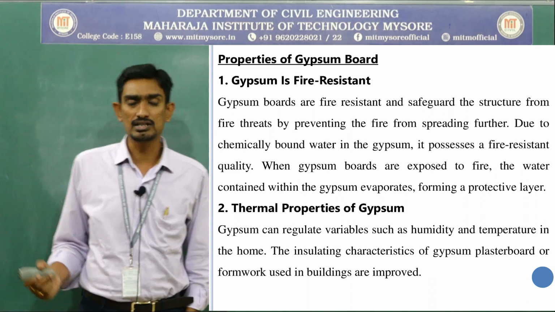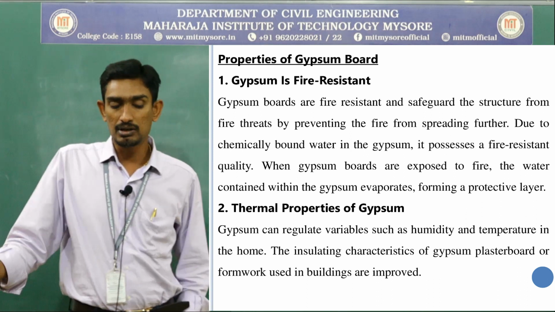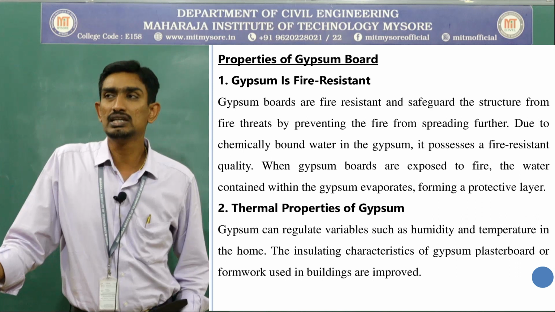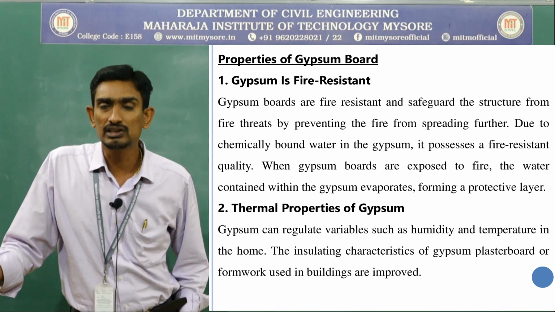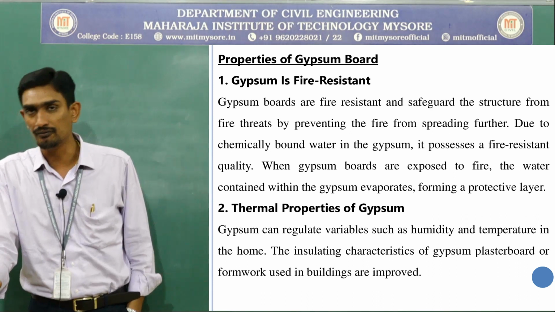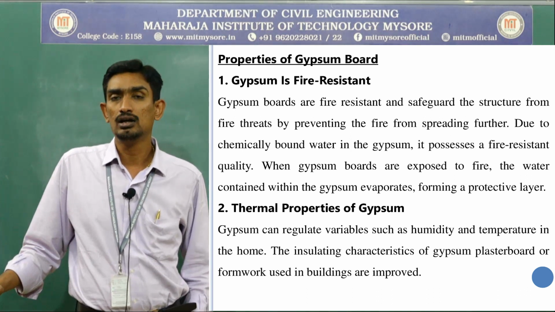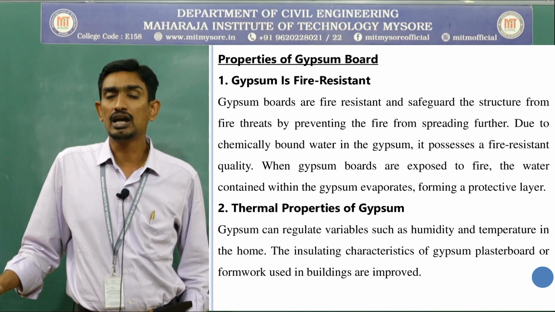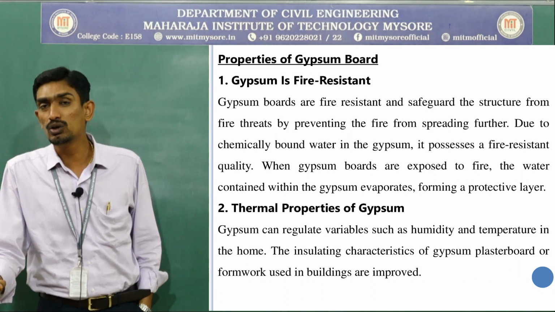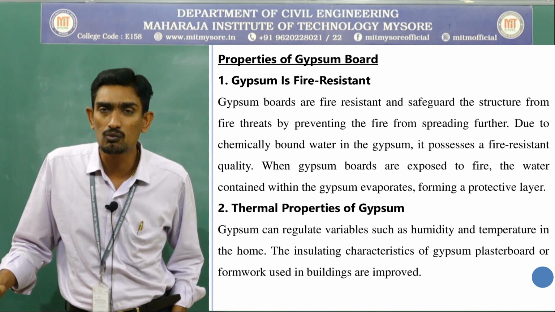Next, the second point, the thermal properties of gypsum. Gypsum can regulate variables such as humidity and temperature. That's why we prefer gypsum board. By using this gypsum board, we can reduce the temperature inside the building. For example, if the roof of your building is exposed to atmospheric conditions, we can reduce the temperature inside the building. We can feel cool inside the building by doing the false ceiling or the interior work with gypsum board.